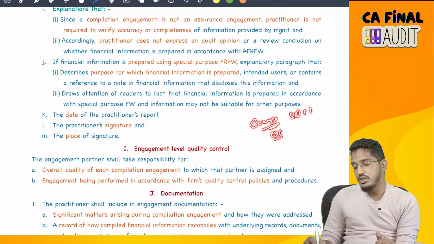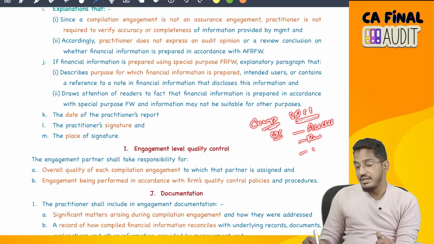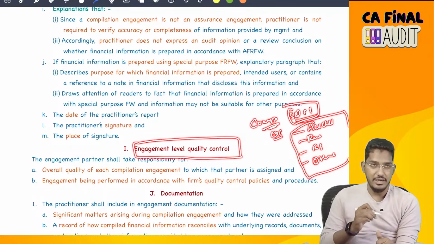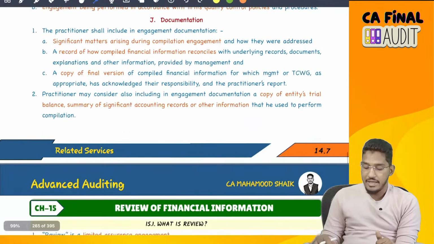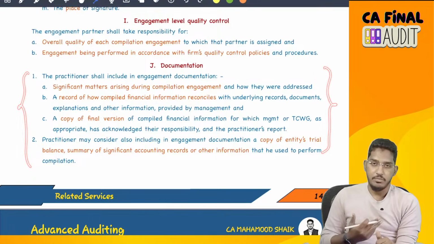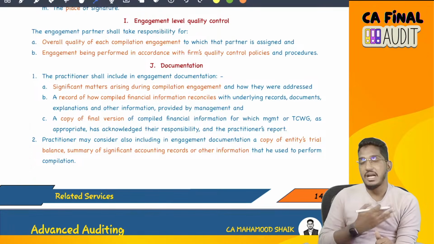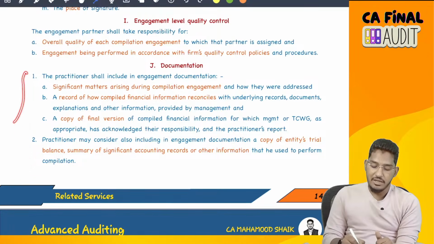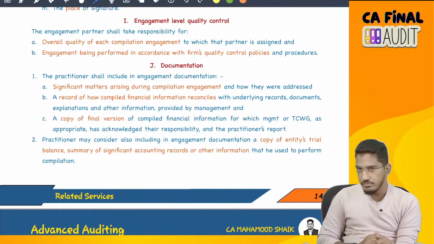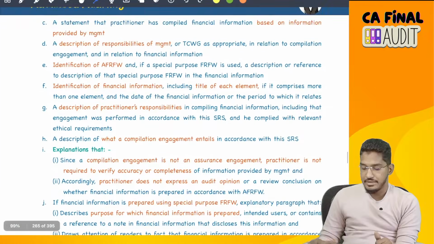Why? Because once again SQC1 says any engagement you are doing, be it audit, be it review, be it related service, be it other than historical financial information, for every engagement you have to maintain the quality. So as per SQC1, even for compilation engagements you have to maintain quality control. And like in audit we maintain documentation, whatever important matters, whatever steps you have done, what evidence you have gathered, what conclusions you have reached in that compilation engagement, all those things should form part of your documentation. Clear? This is what regarding SRS.